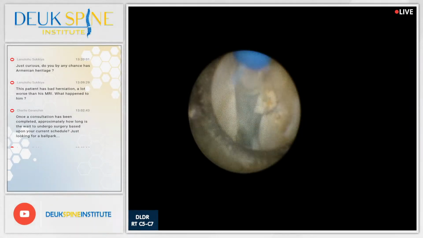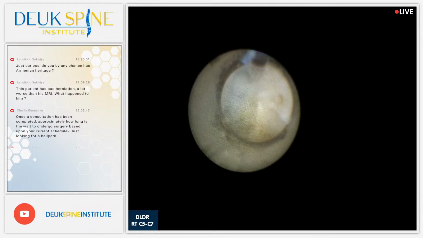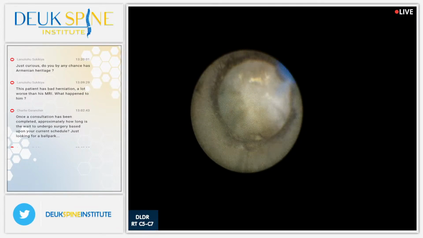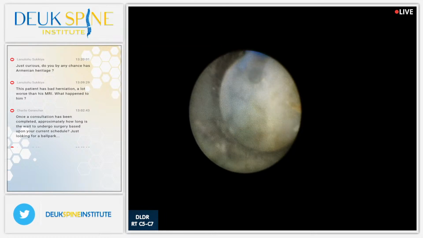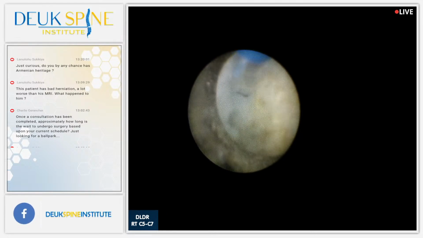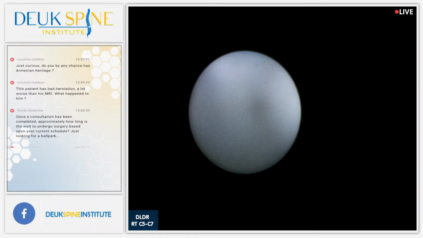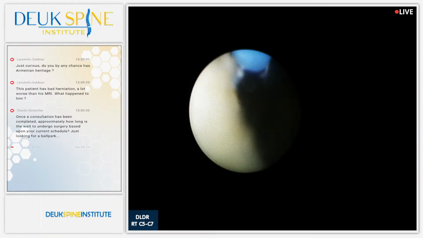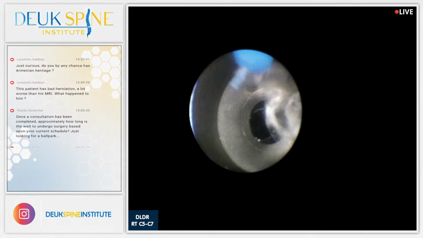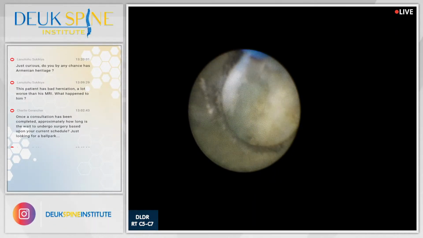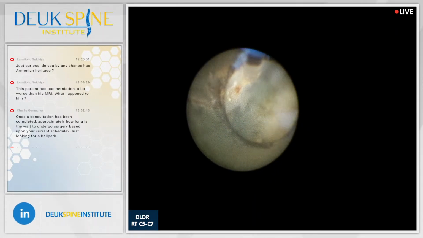Okay, so this disc is definitely a bit different than the last one. Why? Number one, it's got more scar tissue and it's more collapsed. There's less soft herniation. This is all scar tissue at the back of the disc caused by the herniation. These are pieces of herniation coming out. But that said, things are going well. We're almost done.